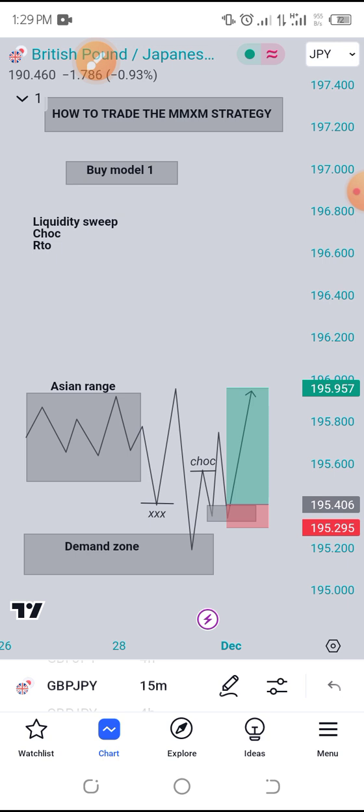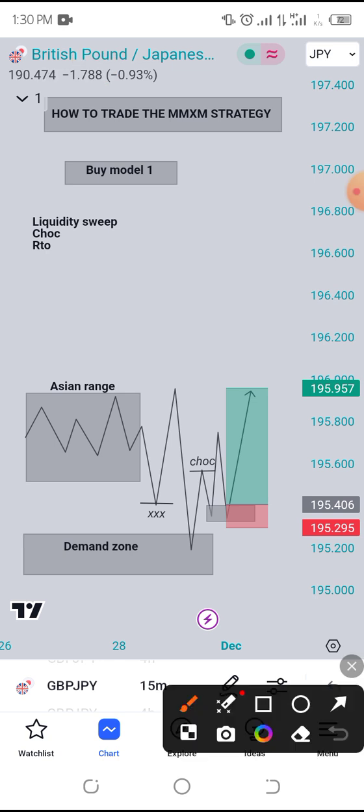Now this is my buy model one. I have two buy models, two kinds of setups that I watch out for to take a buy trade. This is just one of them. The first thing I want to see is a liquidity sweep, then a change of character, then a return to order block, then I enter my trade.